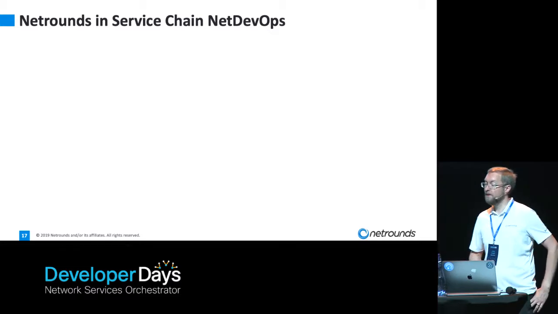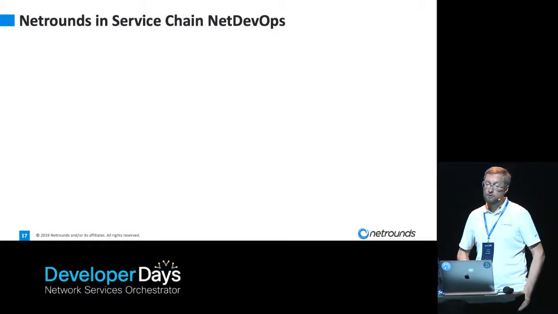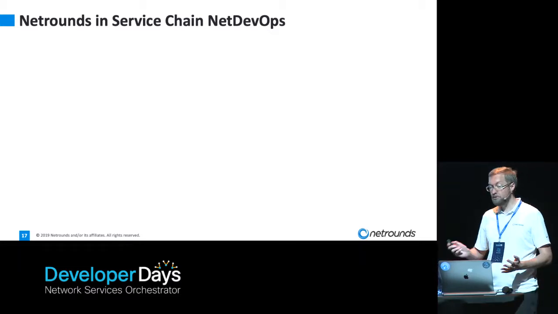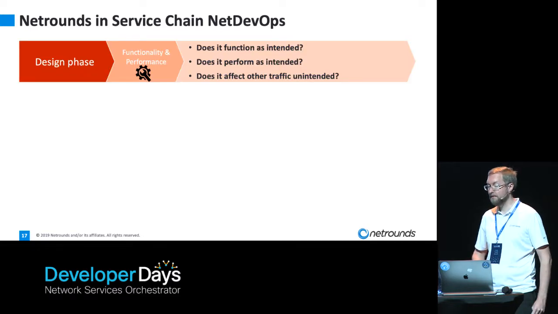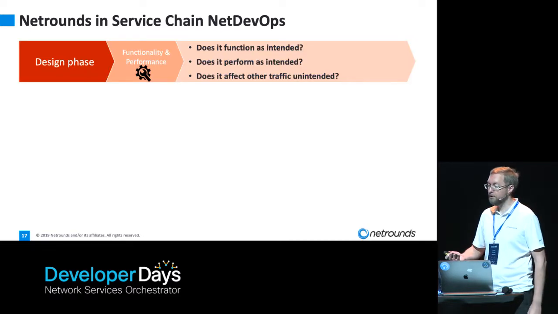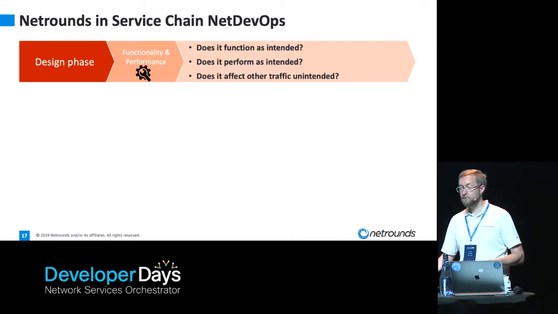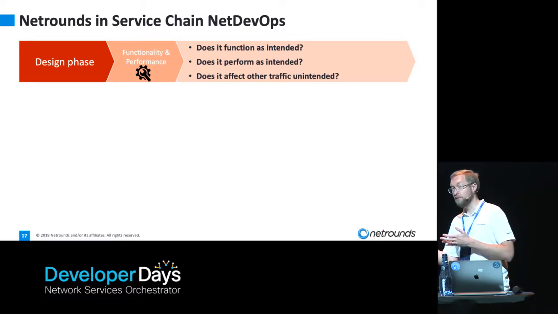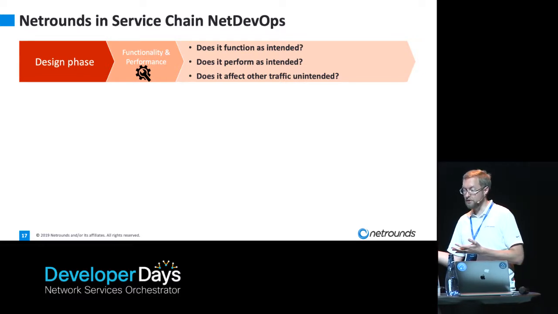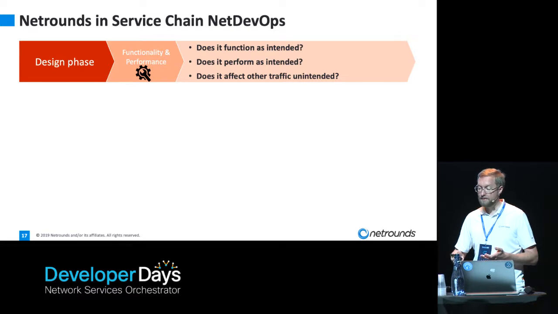Okay, so why do we have Netrounds in this solution? Well, it's to validate that the service chain we spin up actually functions as intended. And the Netrounds solution helps at all the stages of the NetDevOps process. So in the design phase, we help with testing if the network function functions as it should, so it has the right functionality and the right performance, and that other kind of traffic is not negatively impacted by deploying this function.